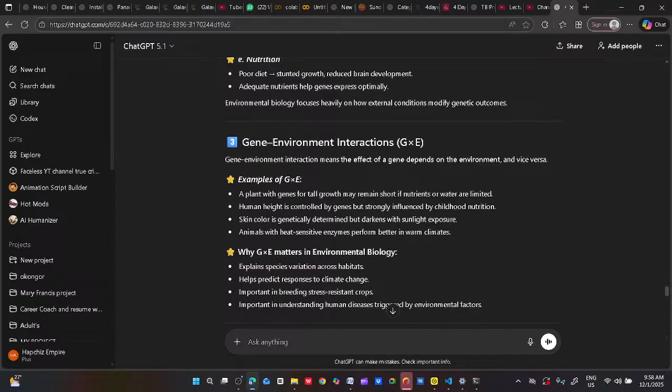So a plant with a gene for tallness may remain short if nutrition or water are limited. Human height is controlled by genes but strongly influenced by childhood nutrition. So you cannot be a good adult if your childhood is affected, or if your childhood is like somebody that has very poor grades in primary school, and that person now wants to do wonders when the person gets to university or secondary school. It is not possible, and that's why they call it primary.